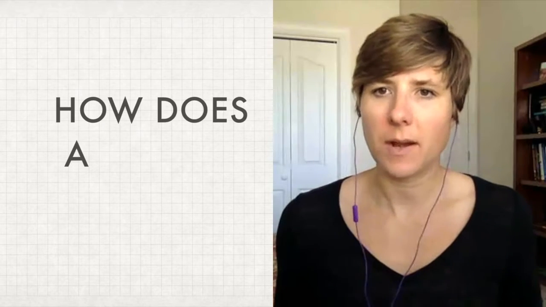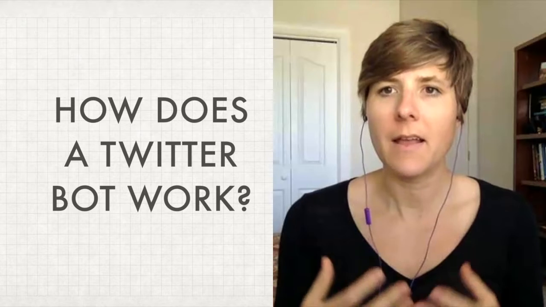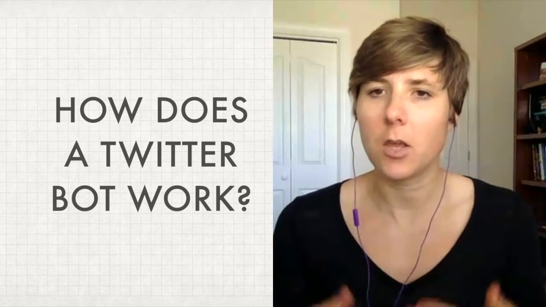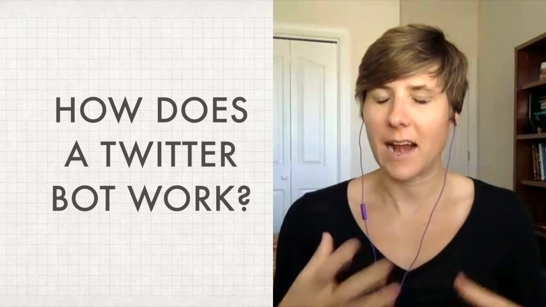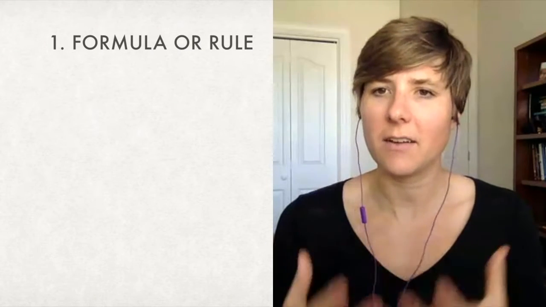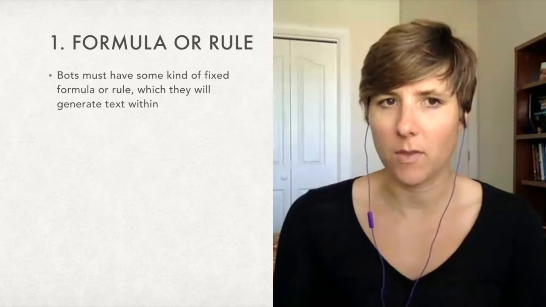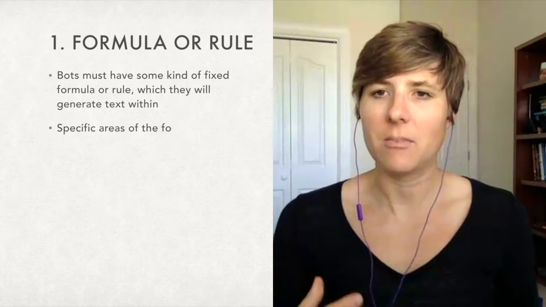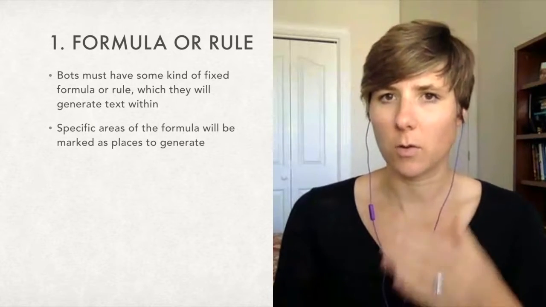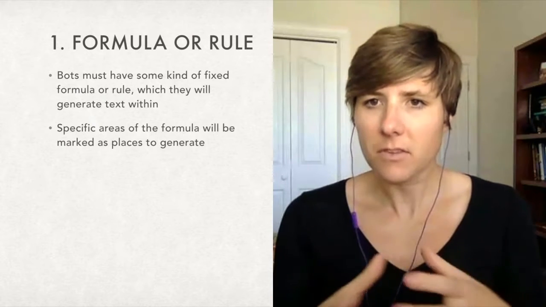Okay, so now let's get into our next topic, which is how does a Twitter bot work? A Twitter bot basically works based on three main parameters that you as a designer or a coder need to think about to build a bot. The first thing is that there's always some kind of formula for the text or content to be produced within. And the formula has specific areas in it that can be changed and where you can add different words or different images or different emojis or whatever to make it work.